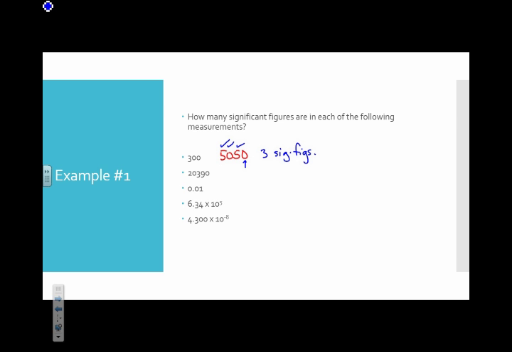20,390, excuse me, the 2 counts, the 3 counts, and the 9 counts. This 0 in the middle of the number counts, but this 0 at the end does not, because there's no decimal point attached to that number. So it's different than your math class, where you could imagine decimal points or add decimal points if you needed them. We don't do that. And that has something to do with uncertainty, which we'll talk about next. So this number has 4 significant figures.